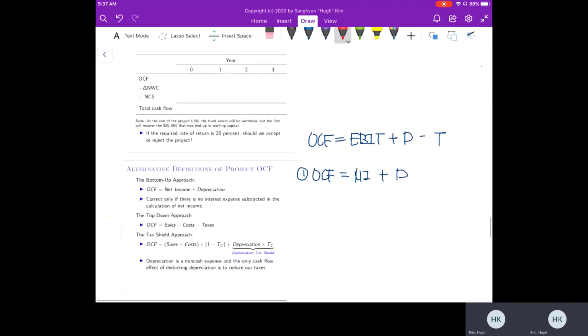But there's a caveat. This definition is correct only if there's no interest expense subtracted in the calculation of net income. So in our capital budgeting analysis, we remove the financing cost. So that's why this bottom-up approach definition of OCF works. So we have to be careful. This definition doesn't work in other situations.